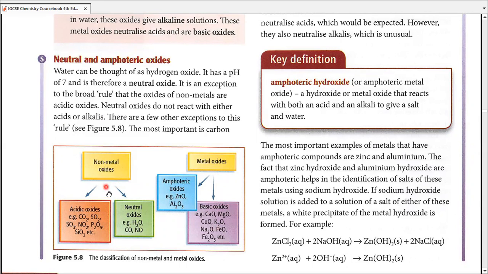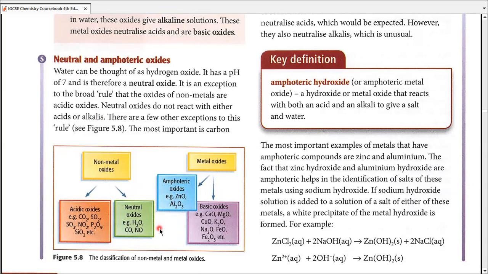Now it's pretty simple. The ones that form acids when dissolved in water, or the ones that can react with the base, are acidic oxides. And the category of metal oxides which can actually react like a base against acid or can neutralize acid are the basic oxides. Well, there are two more types of oxides.